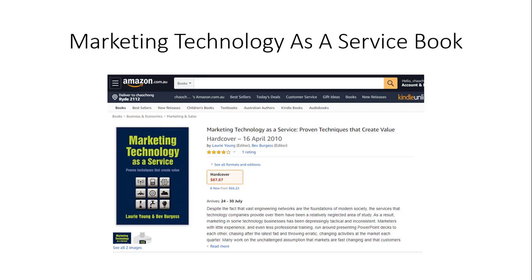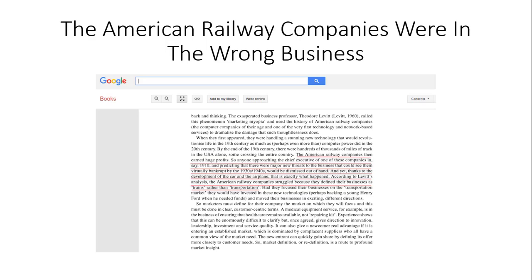This research has been done by some business professors at a university, about how some railway companies like BLW went out of business. One piece of research says the American railways earned a huge amount of profit. If anyone had approached the chief executive of one of these companies in 1910 and predicted that a major new threat could leave the business virtually bankrupt by 1930, they would have been dismissed out of hand. And yet, thanks to the development of the car and airplane, that is exactly what happened.